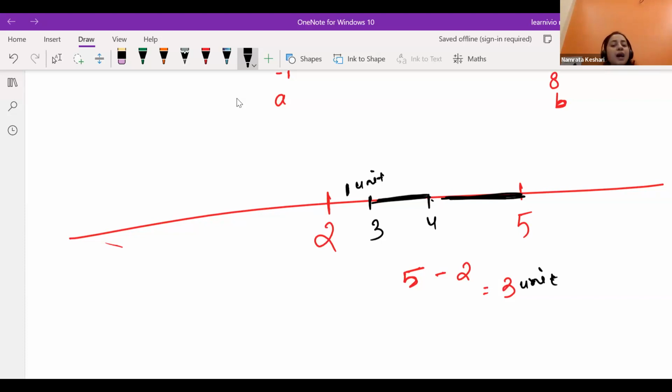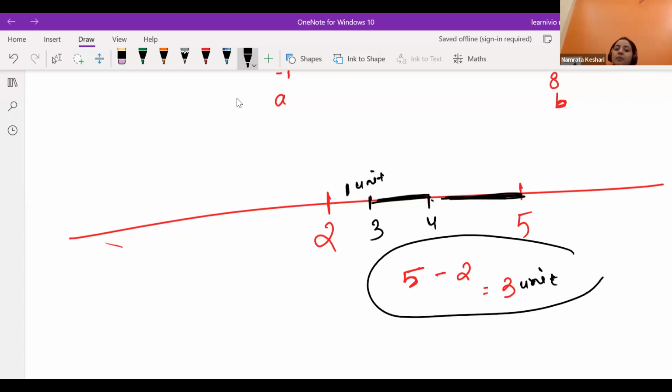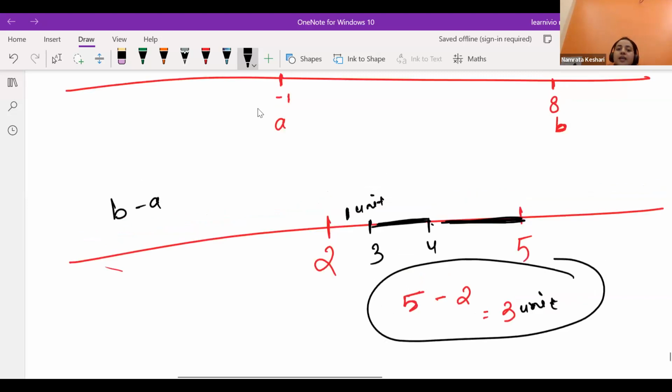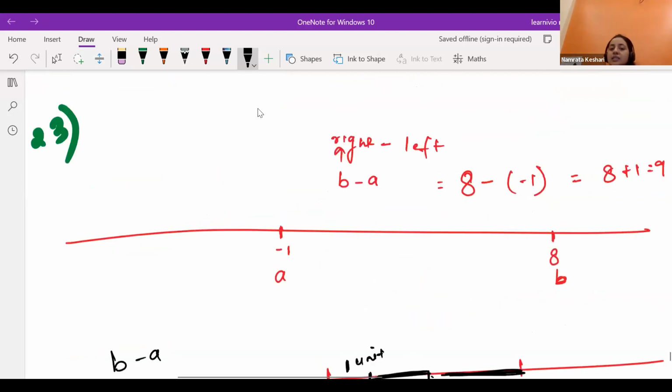We can see it, and we also get it from the formula I just told you on the board: whenever we have to find a distance, which can never be negative, we always have to do right side number minus left side number. The formula is b minus a. b is the right number and a is the left number. If you do the subtraction like this, you will end up getting the distance between those two points.